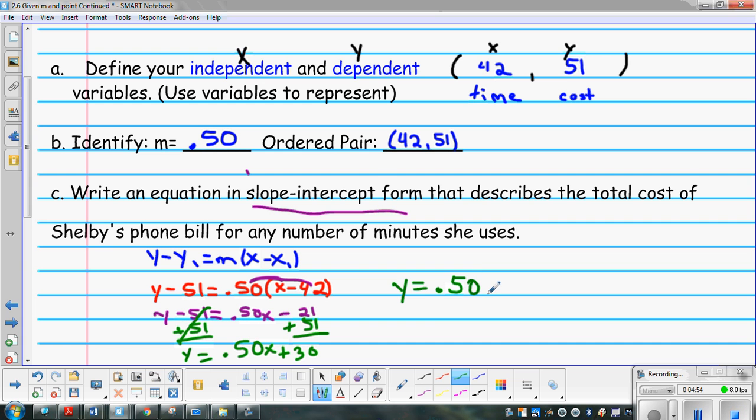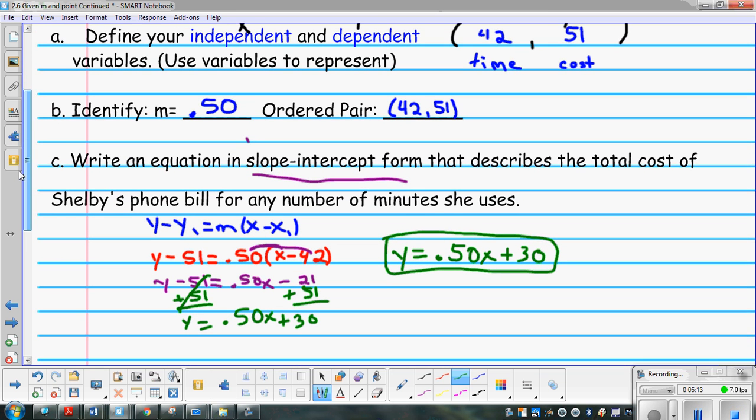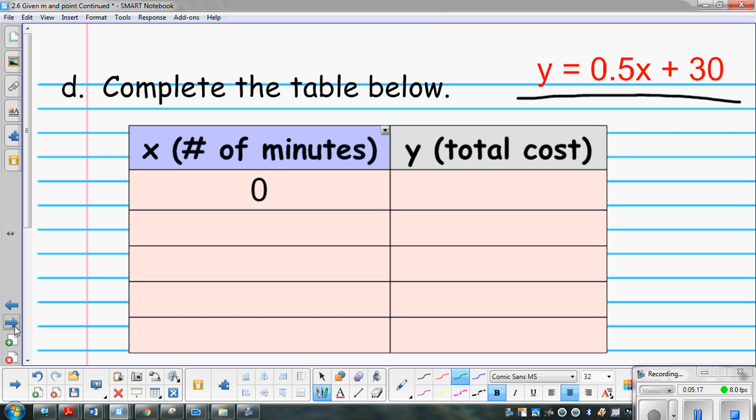So if we were to write this equation in slope-intercept form, it would say y equals 50 cents times x plus the $30. Now that should kind of make sense. We have a one-time fee of $30 plus we pay 50 cents times however many minutes we talk on our phone. So take a moment, make sure you have all of that written down for A, B, and C. When you have all that written down, go ahead and move on to the next slide.